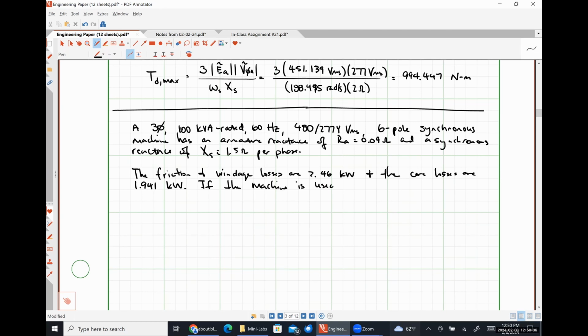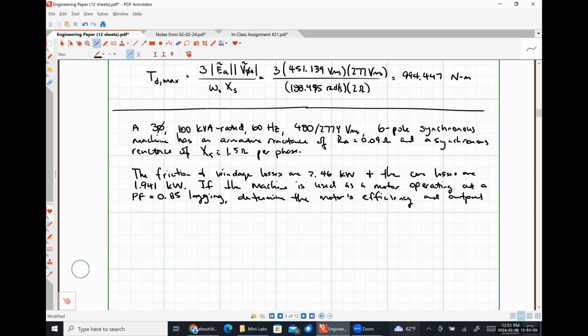If the machine is used as a motor, operating at a power factor of 0.85 lagging, determine the motor's efficiency and output torque at full load.